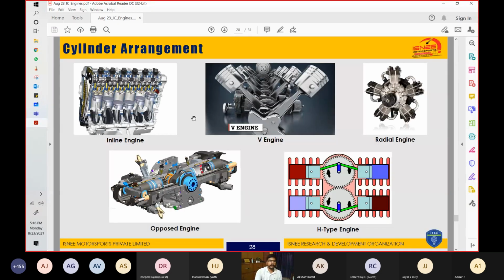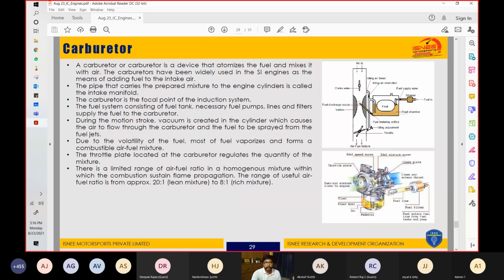Then, to deal with the problems of the engine, the problem will be to supply fuel. How are you going to regulate the supply of the fuel? In a spark ignition engine, the fuel is supplied by the carburetor, and now by injectors, the injection systems, also. But let us first understand what the carburetor is.